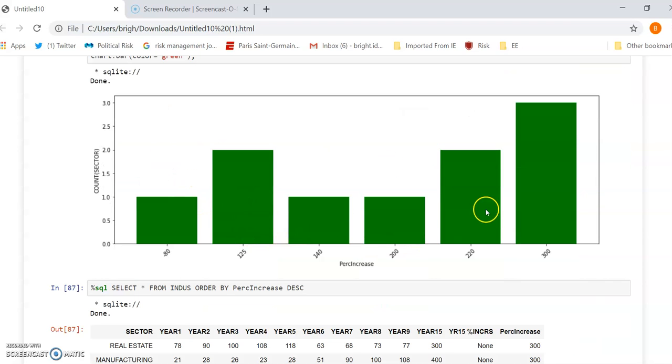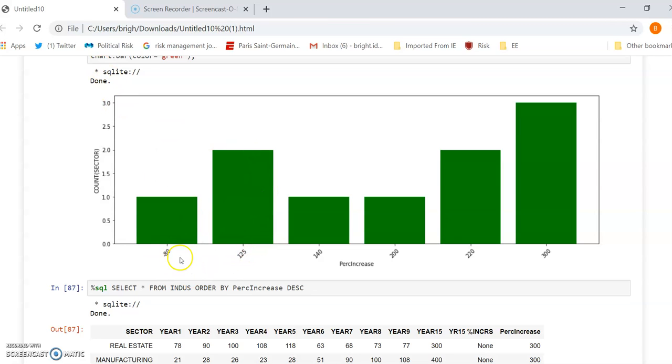What this graph is telling us is that about three different sectors have a 300% increase from year 9 to year 15. By then they would have 300% higher than their current revenue at the moment. So these are three sectors. Then two sectors have a 220% increase, and then two again with a 125% increase.